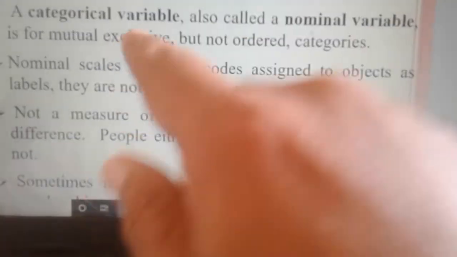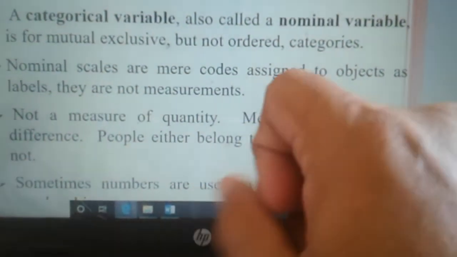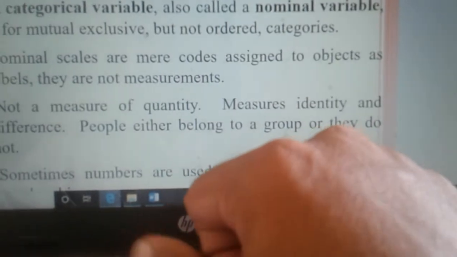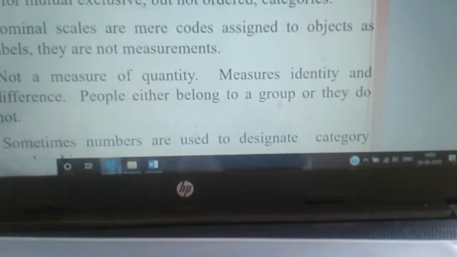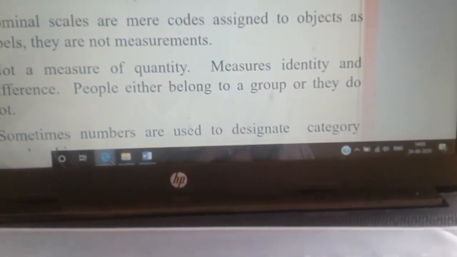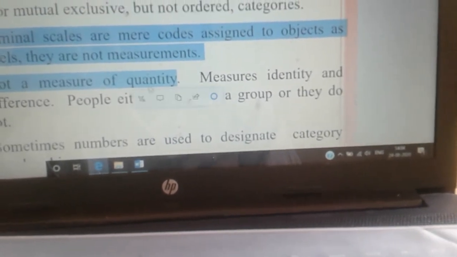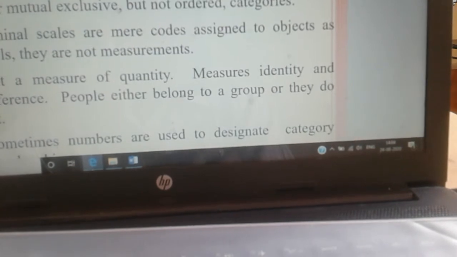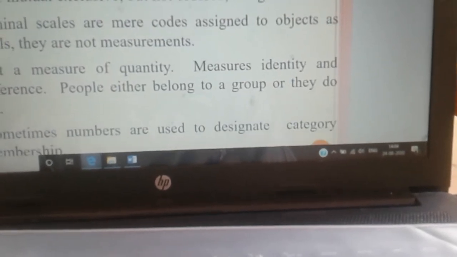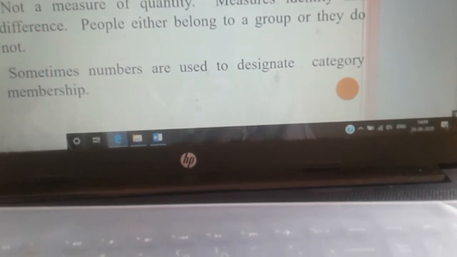Nominal scales are only codes assigned to the objects or labels. They are not exactly measurements. Let's try to understand this along with an example. I'm just going to the next slide.